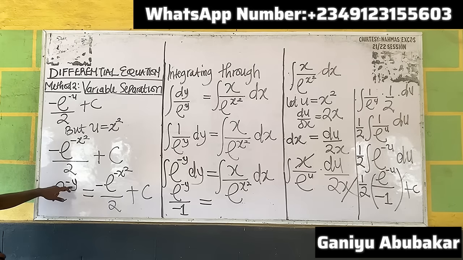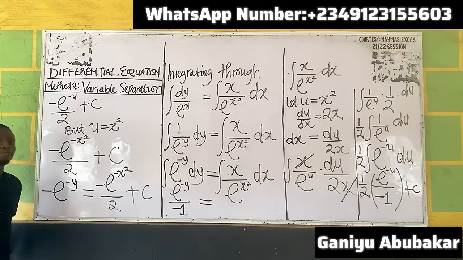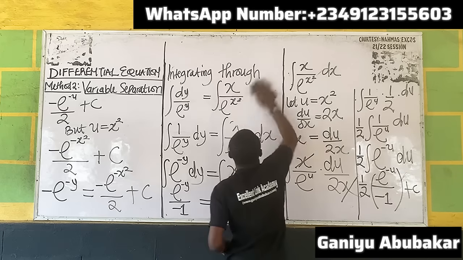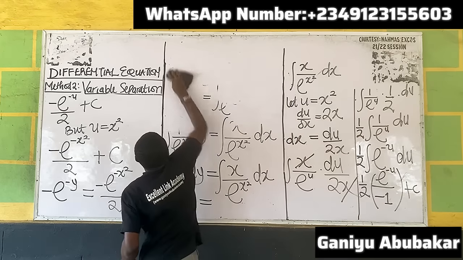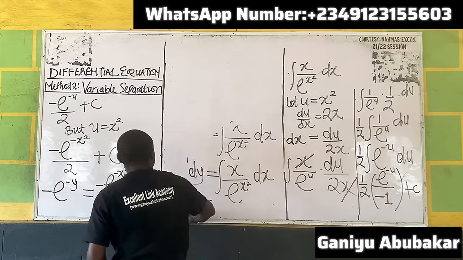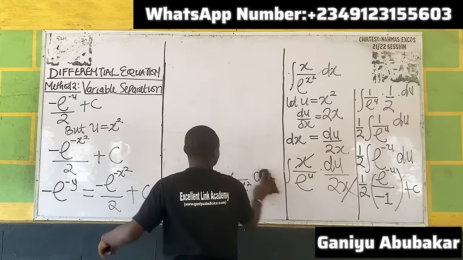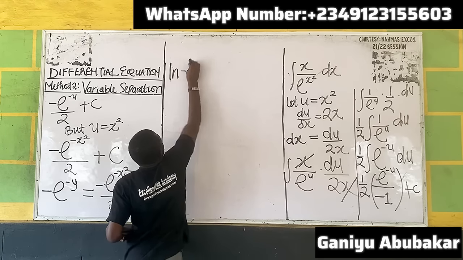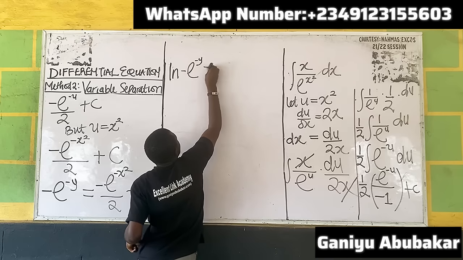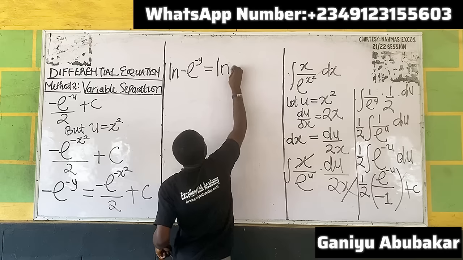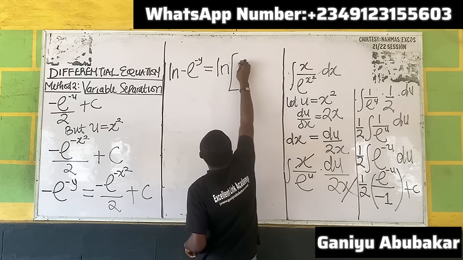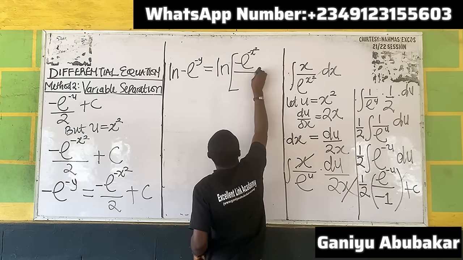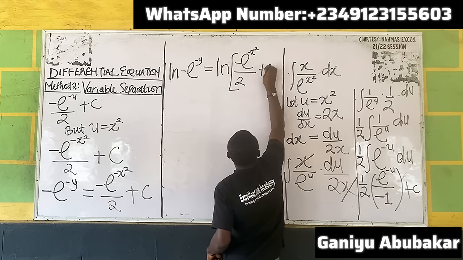I want to make y stand alone. I'll take the ln of both sides. Take the ln or log of both sides. What do we have? That gives you ln of negative exponential negative y is equal to ln in a bracket, minus exponential minus x squared all over 2 plus c.